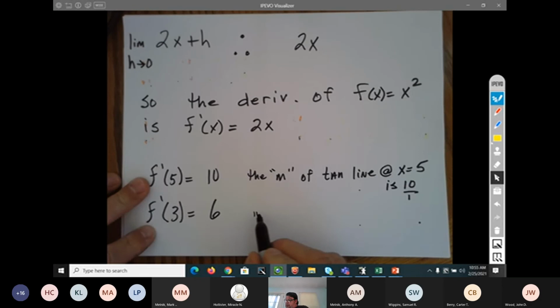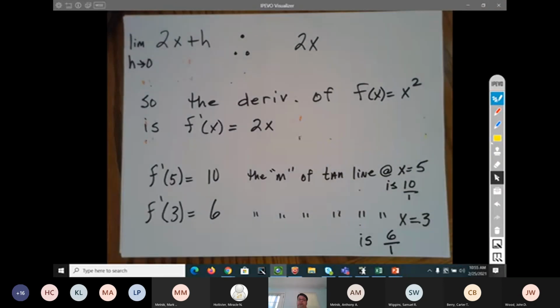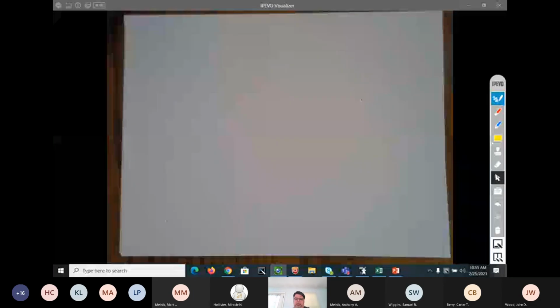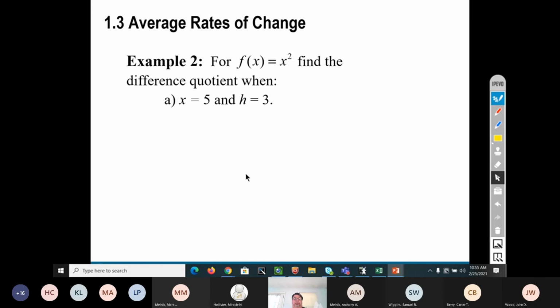The slope of the tangent line at x equal to 3 is 6 over 1, or 6. Okay. And let's see where they're heading with this. Let's see what they get. Okay, they're just plugging in 5 for this function, I guess. I don't know what they're doing there.